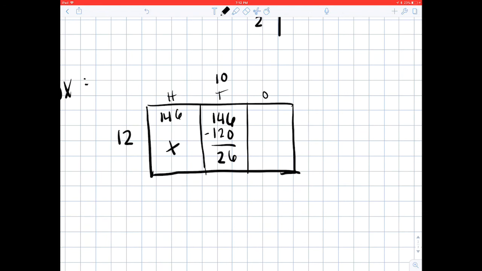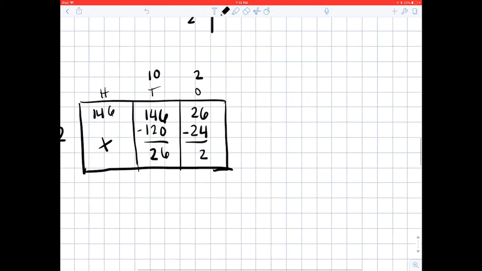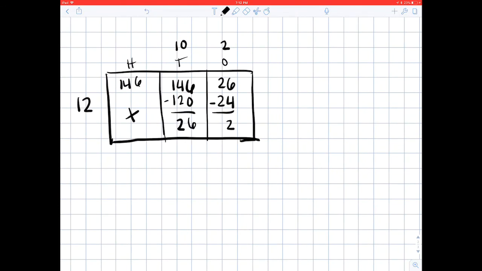and we're going to put our 10 up here because we did 10 times 12, and then we know that 12 can go into 26 twice, so we're going to put a 2 up here. So then we're going to put 26 again, and 2 times 12 is 24, and then we're going to subtract, and that gives us 2. And so then we're just going to add. So 10 plus 2 is 12, and then 12 can't go into 2, so we have a remainder of 2.